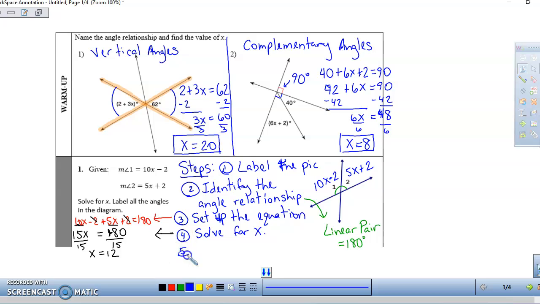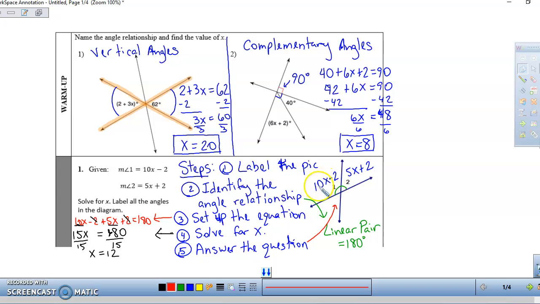Last thing, and this is an important piece of information, you want to make sure that you've answered the question. So you need to find x, but then you got to go back and read the question and make sure you've answered the question. Okay, so let's reread the question. It says solve for x. Then it says label all the angles in the diagram. So last thing we have to do here is we need to label the angles in the diagram. We're going to do that by plugging into the picture.